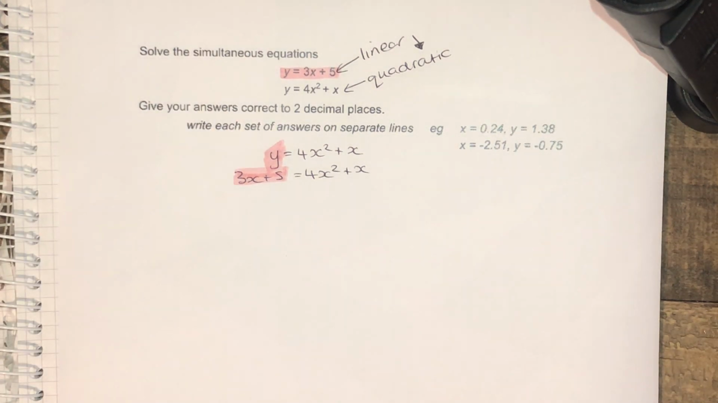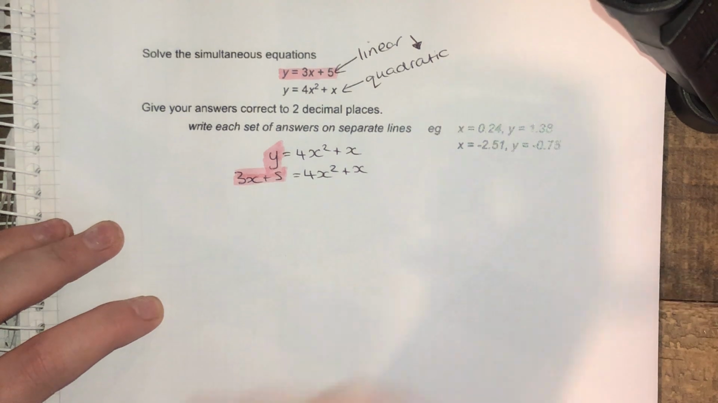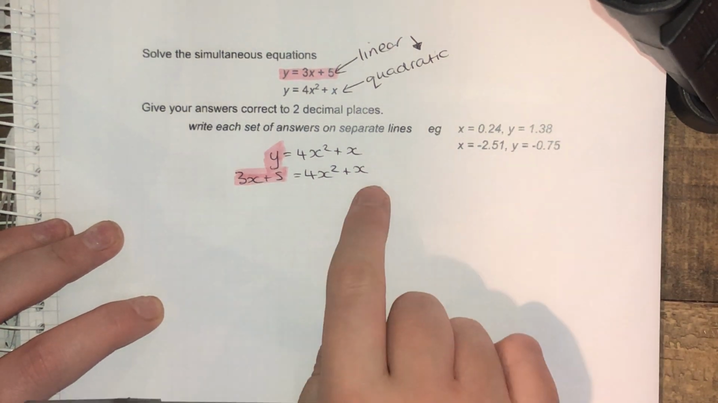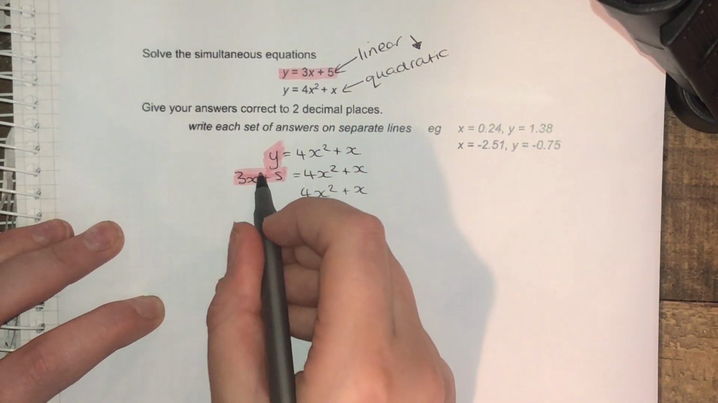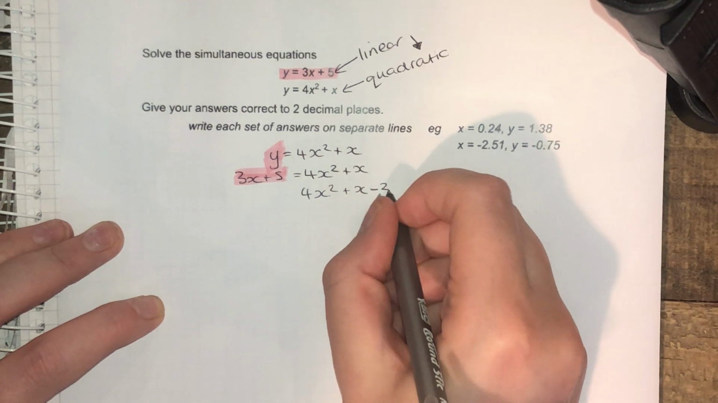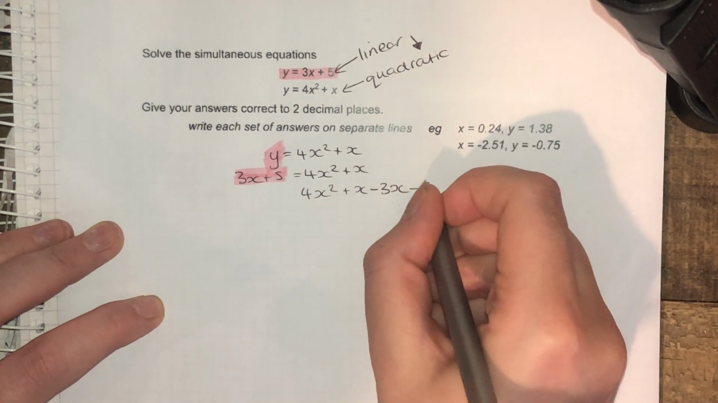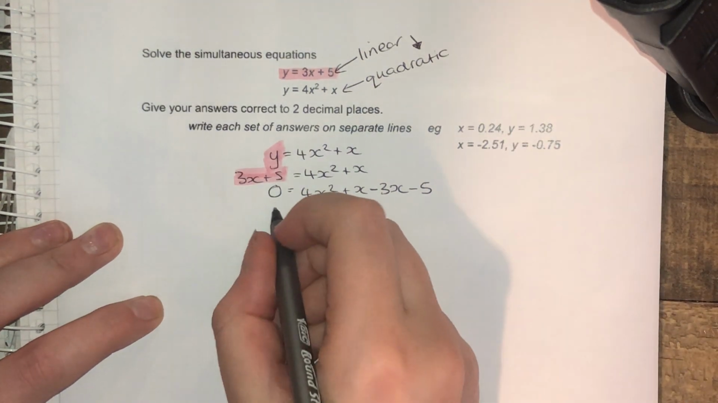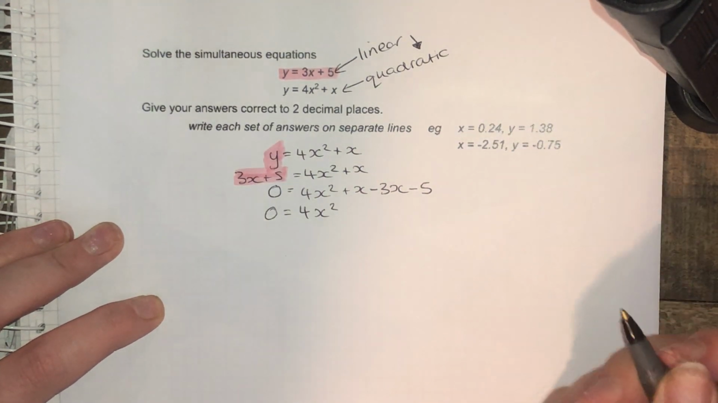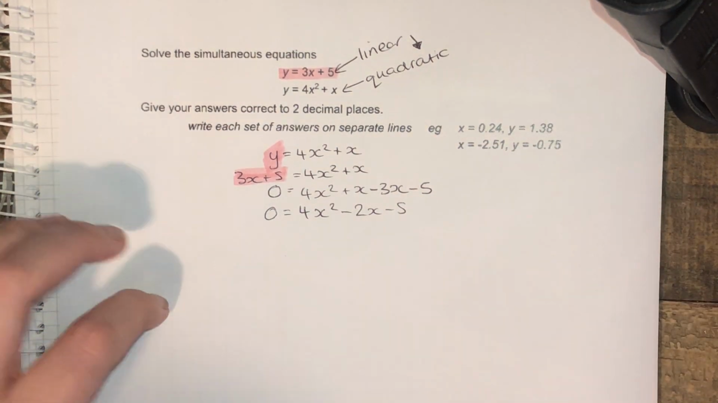Now, all I need to do is just rearrange it and solve it as a normal quadratic. So this side has already got my positive x squared. It's much easier to solve if we've got positive x squared. So I'm going to move everything over here. So I'm going to have 4x squared plus x, and then I'm going to move that 3x over. So the sign is going to change to a minus 3x, and I'm going to move my plus 5 over, which means the sign is going to change to a minus 5. So now that all equals 0. Collect the like terms. So 4x squared minus 2x minus 5, and then just solve it.